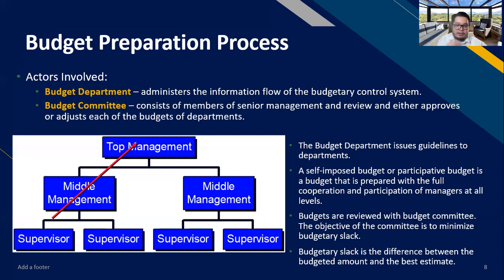Because those are resources that are not used efficiently or effectively, right? If there's a lot of budgetary slack in the organization, then you committed resources to items which will not be used or will be used for inefficient items or inefficient needs. Okay? So that's really the objective of the budget preparation process and the budget review process.